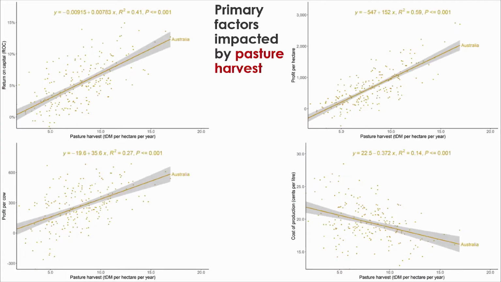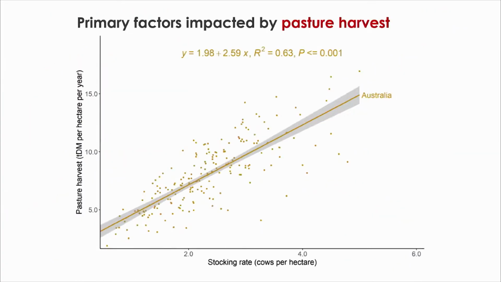What else does pasture harvest influence? This graph moves pasture harvest to the vertical axis and has stocking rate in cows per hectare on the horizontal axis. The trend is very strong, with increasing stocking rate significantly contributing to an increase in pasture harvest.